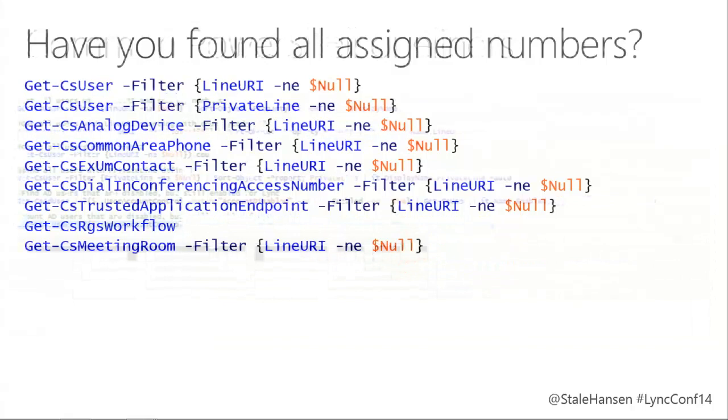But remember, there is not only the user we care about here in terms of what numbers are available or what's assigned. You also have analog phones, common area phones, Exchange unified messaging contacts, dial-in conferencing access numbers, trusted application endpoints, and that's typical for call centers and UCMA applications. You have response group workflows. You have meeting rooms, of course. The new Lync Room System also can have a line URI. Don't forget. So there are a lot of numbers out there and not easy to use in one-liners. So that's why we have scripts.